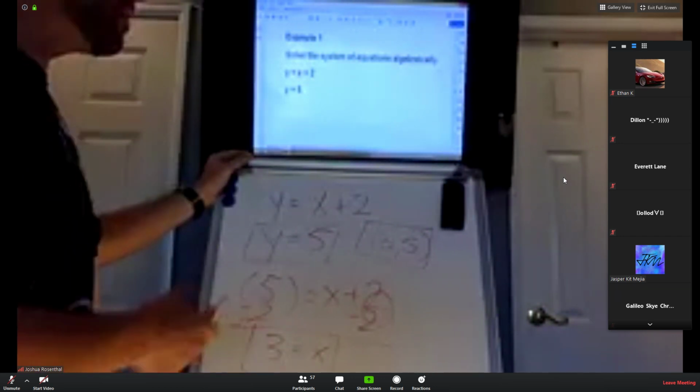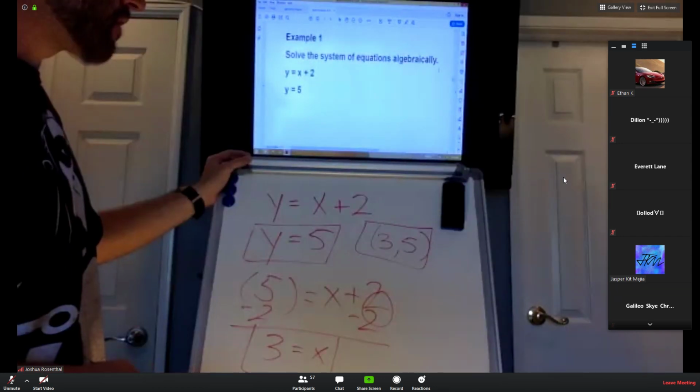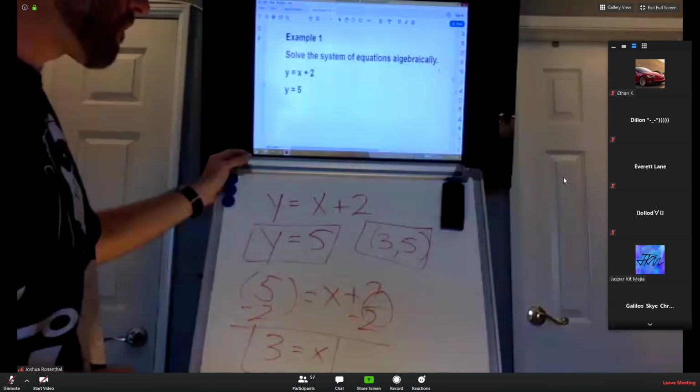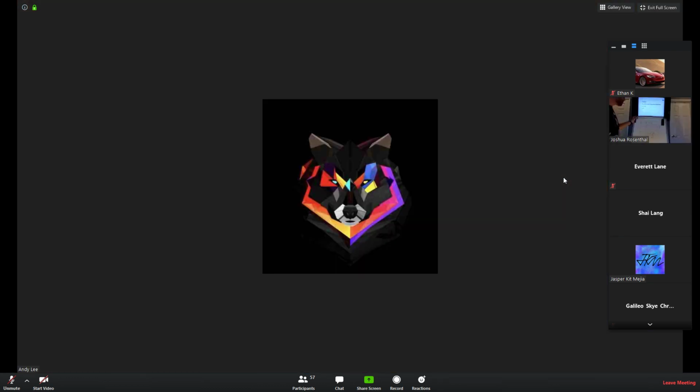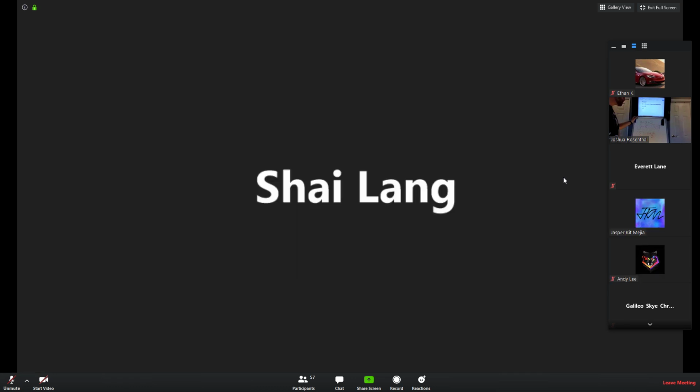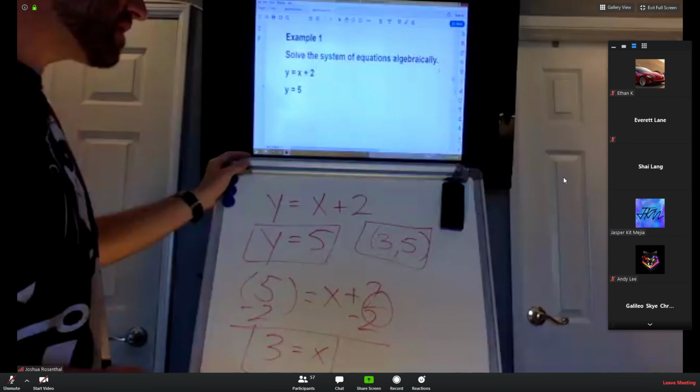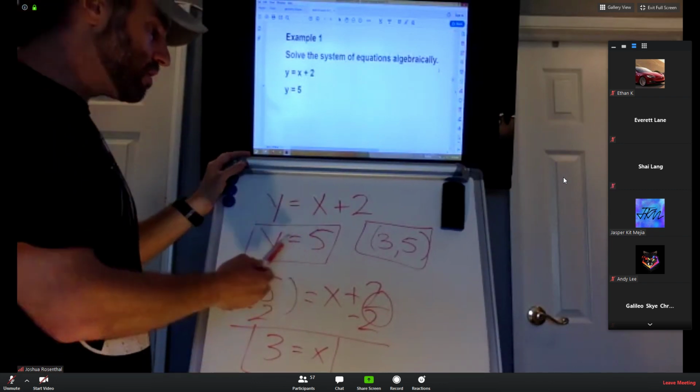What is that location? What's special about that location? That's where the lines intersect, yes. By the way, what's the slope of this line here?